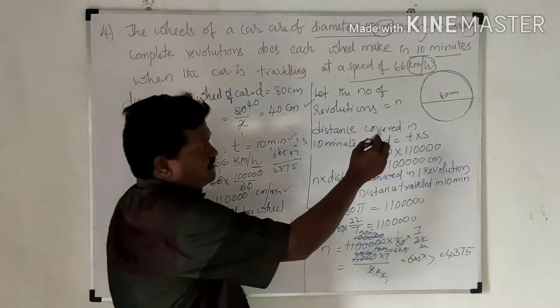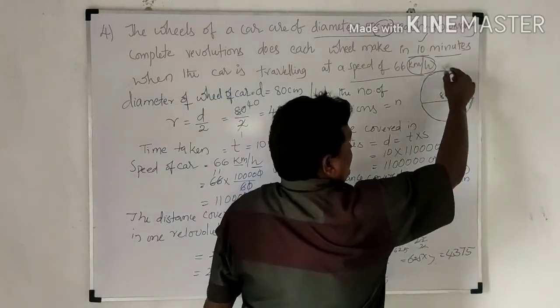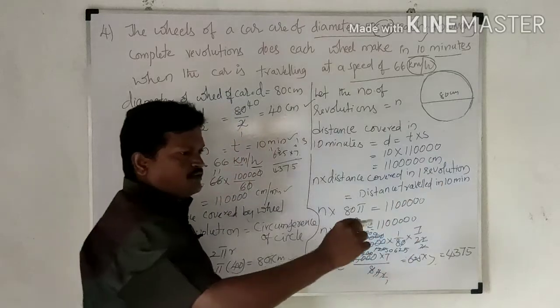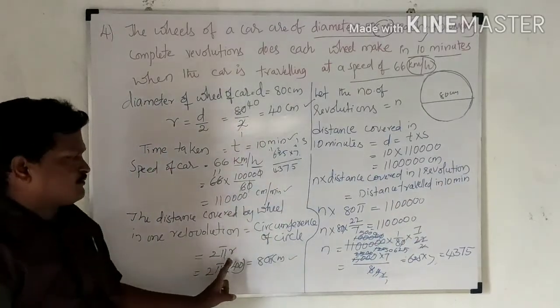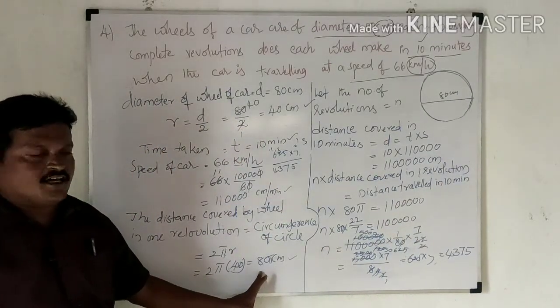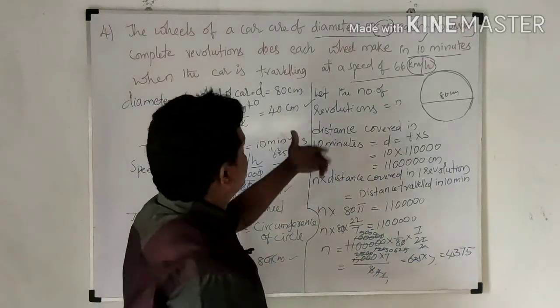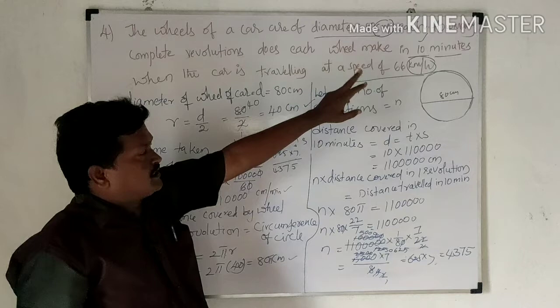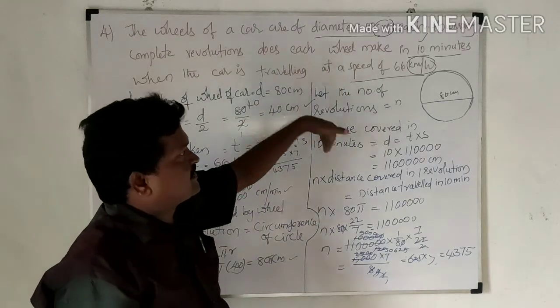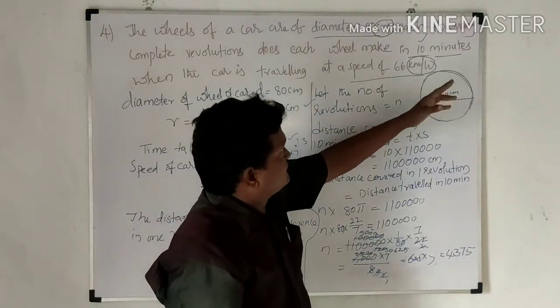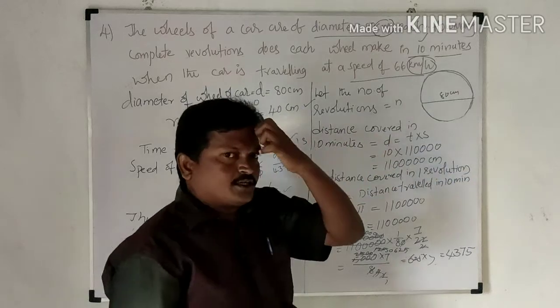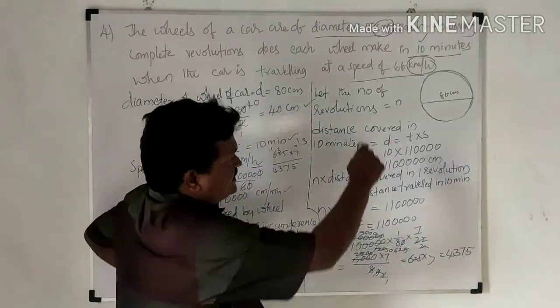First we find the distance travelled by the car in one revolution. That is equal to the circumference of the circle, which we got as 80 pi centimeters. So here we have to find the number of revolutions the wheel makes in 10 minutes. Let it be n.